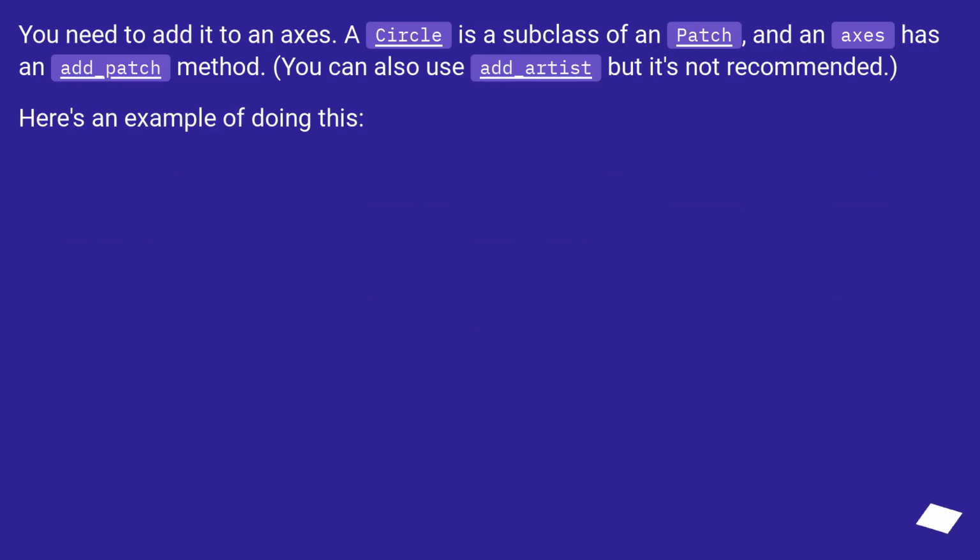You need to add it to an axis. A circle is a subclass of a patch, and an axis has an add_patch method. You can also use add_artist, but it's not recommended. Here's an example of doing this.